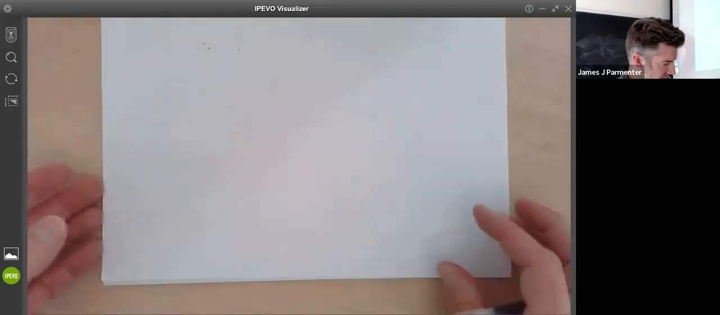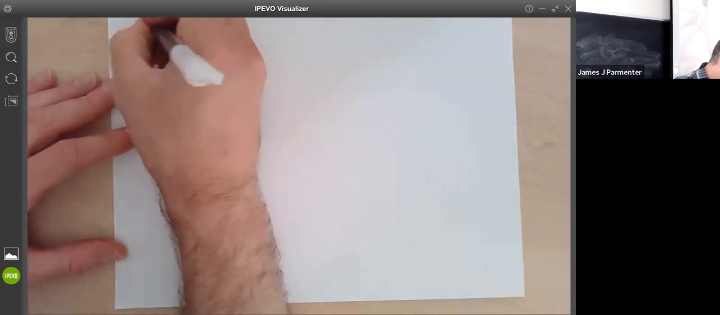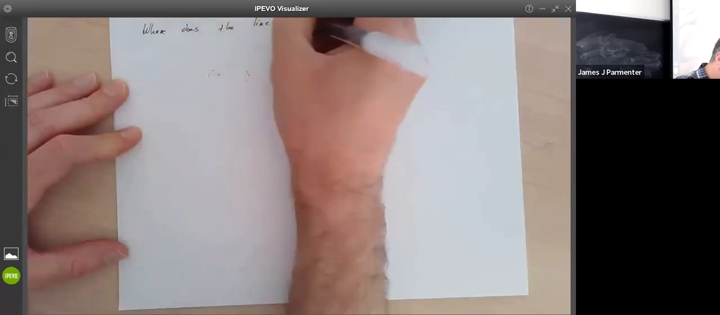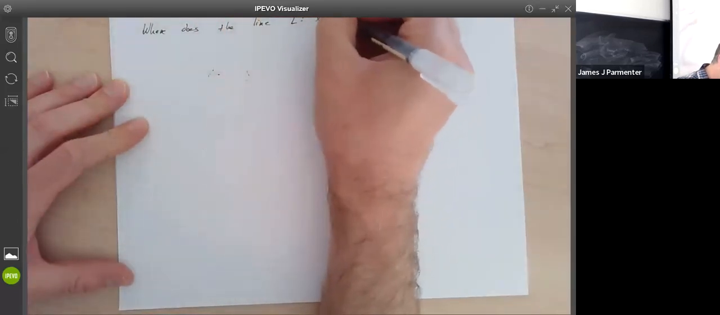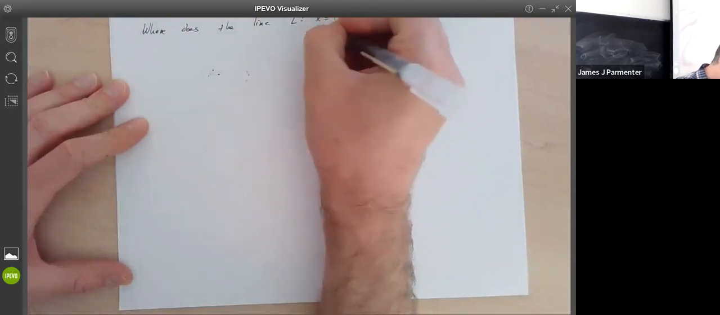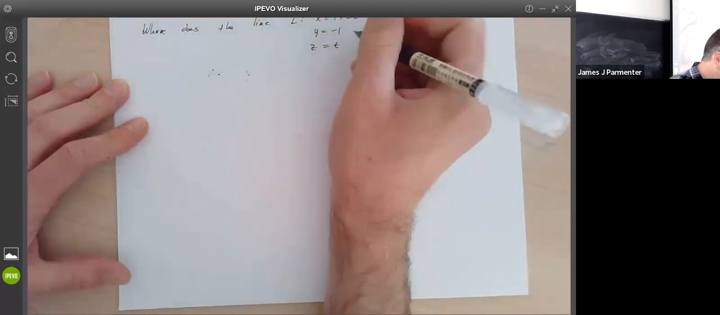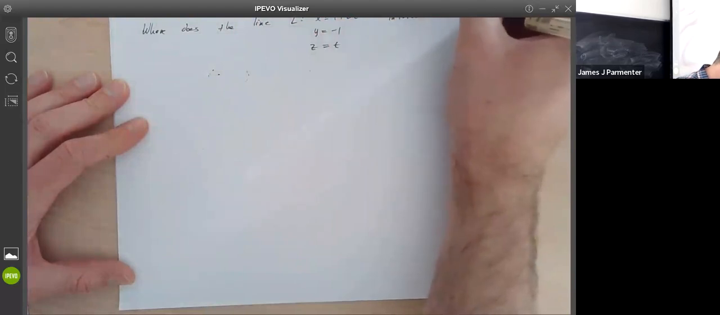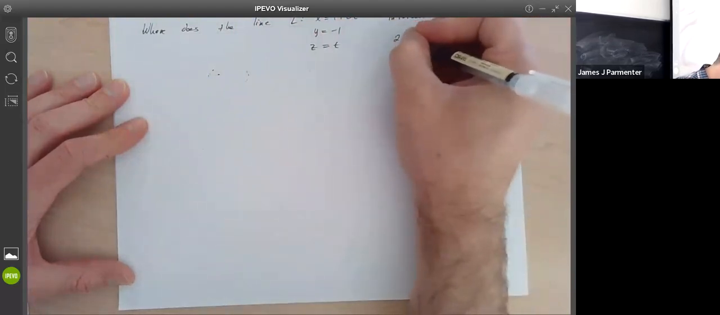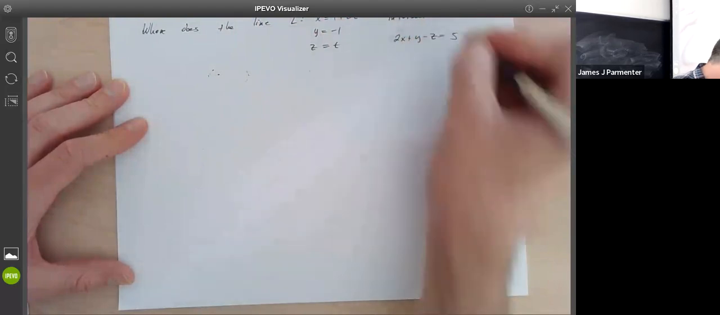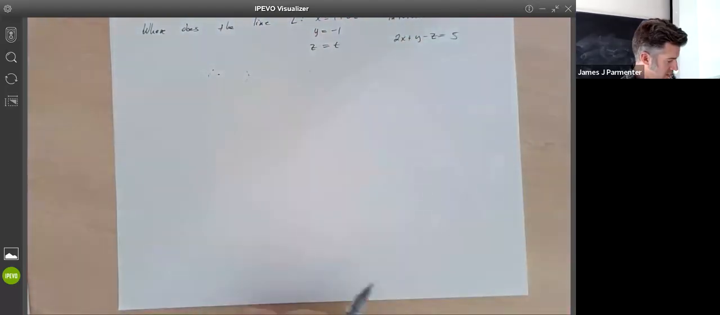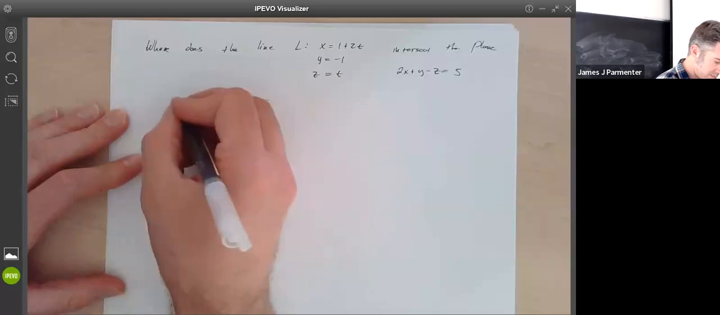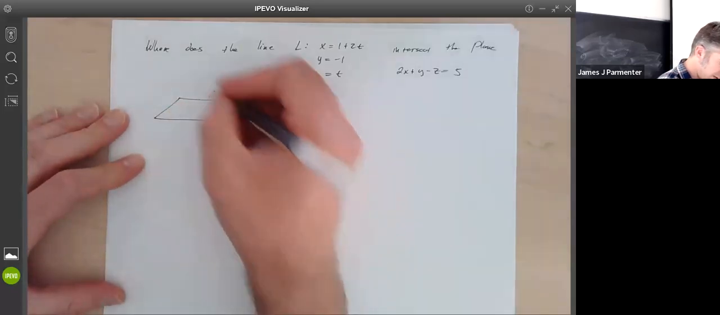Let's look at some things we can do with this. So where does the following line, given by the parametric equations x equals 1 plus 2t, y equal to -1, and z equal to t, where does this line intersect the plane given by 2x plus y minus z equal to 5? So, whoops, sorry, I can't see that. So we've got some line.